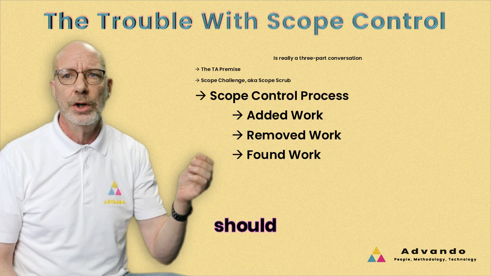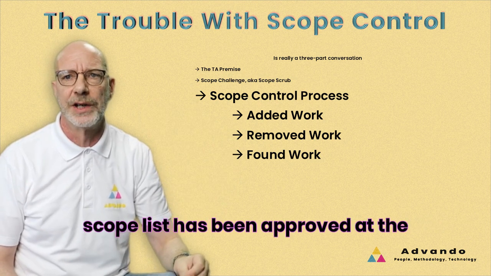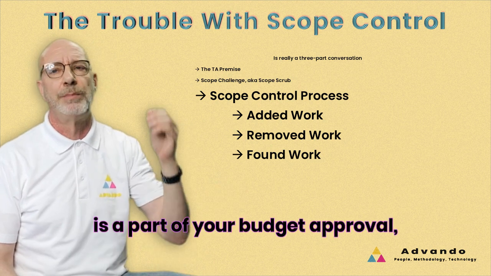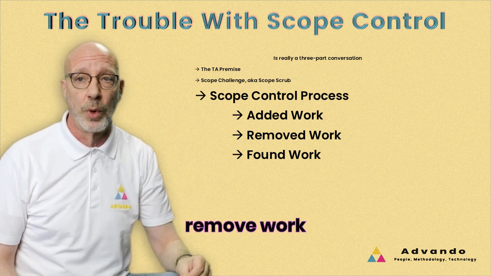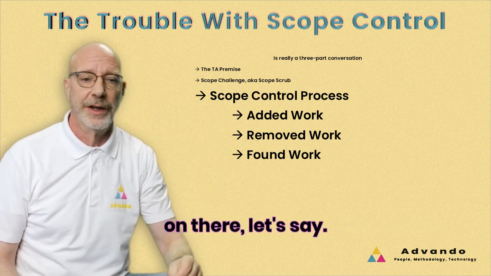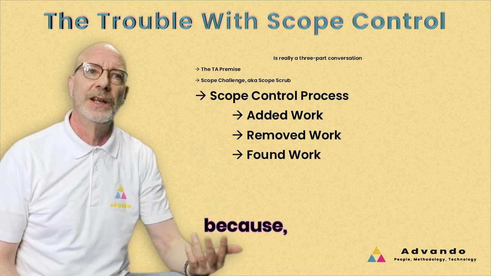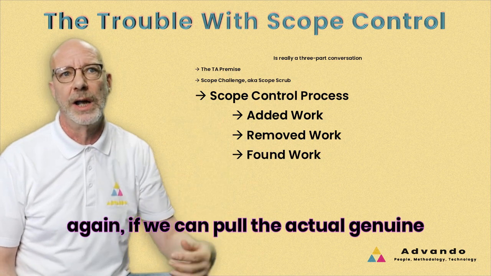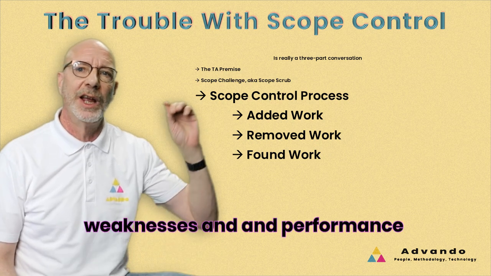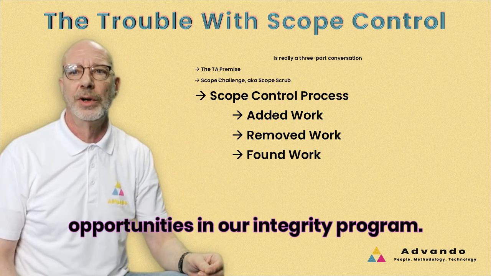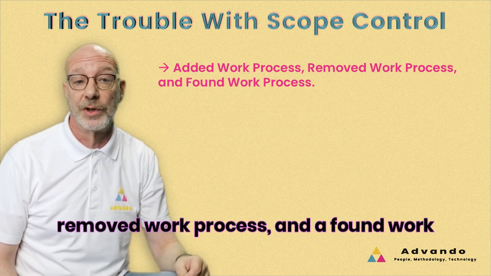Removed work should always have a process, because let's remember, anything that's on your master scope list has been approved at the strategy team level and is a part of your budget approval, and you don't necessarily want to remove work without the same approval level that put it on there. And a found work process, again, separating it out from the added work, because if we can pull the actual genuine found work file after the fact, we might be able to identify weaknesses and performance improvement opportunities in our integrity program.